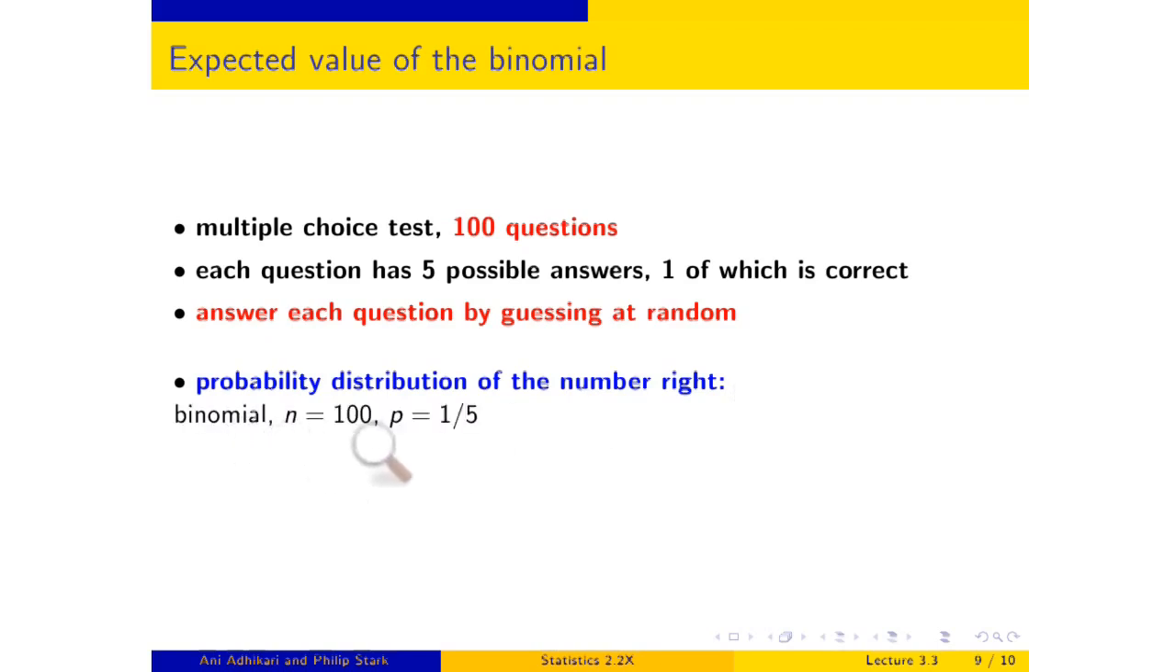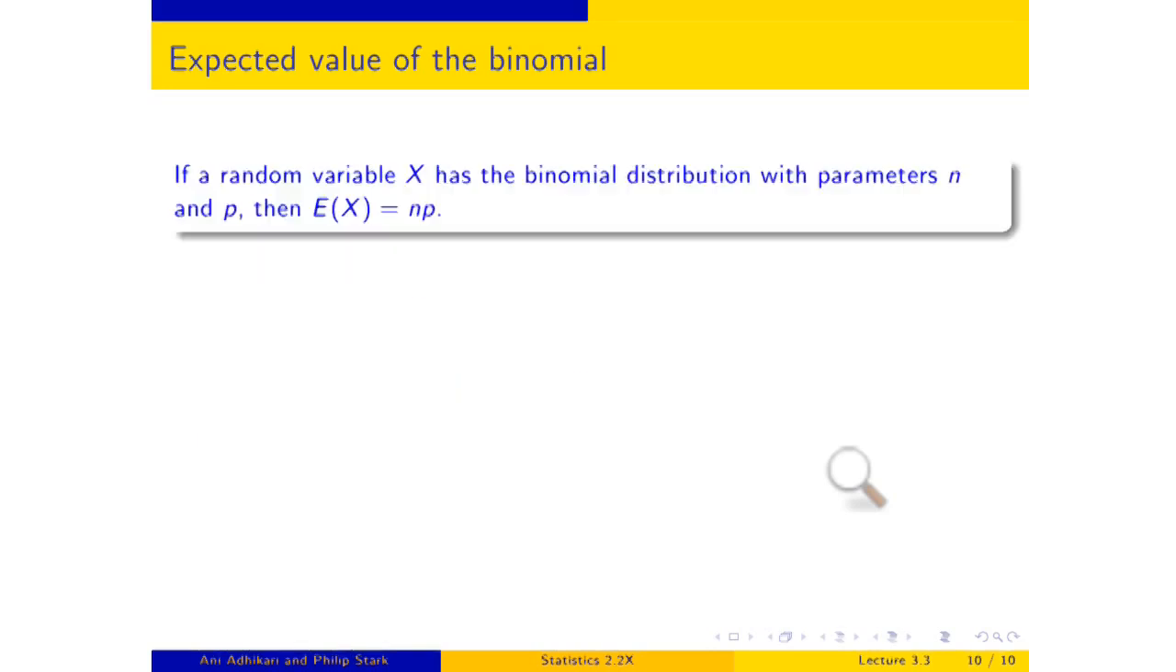So binomial, the number of trials is 100, P is 1/5. And what we have just said is that the expected value of your variable, R20, is 100 times 1/5. That is, you take the number of trials and you multiply by the probability of success, NP. And so in general, if your random variable x has the binomial distribution with parameters n and p, then its expected value is n times p.